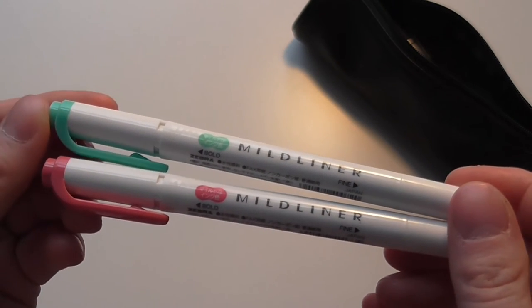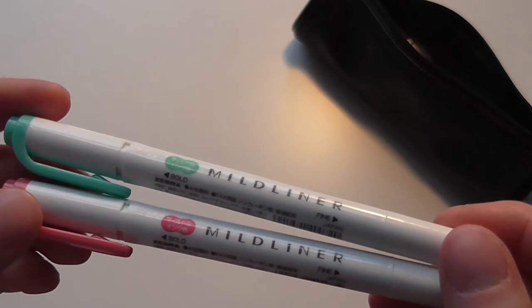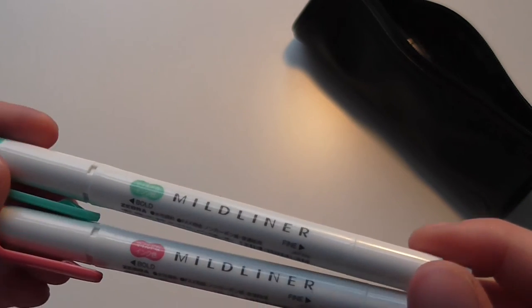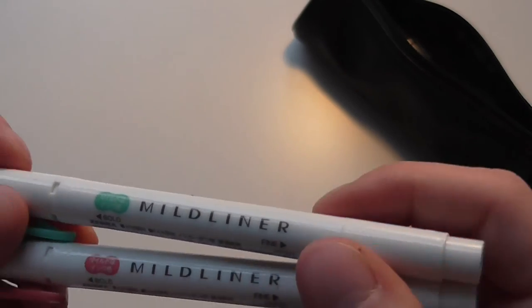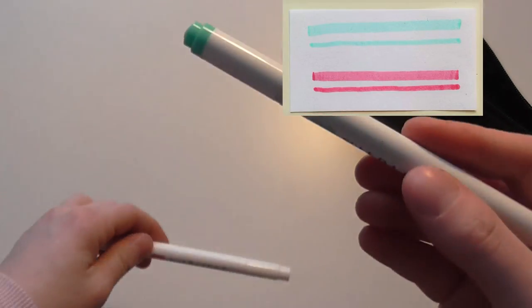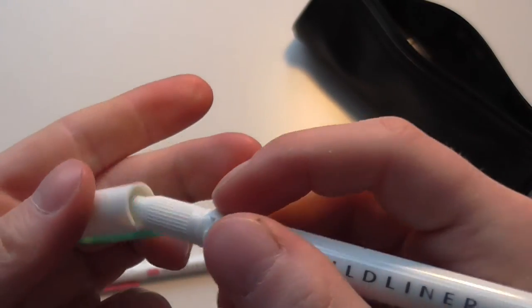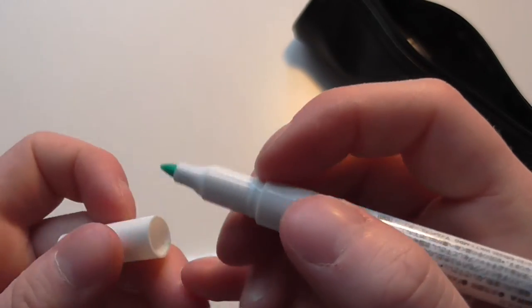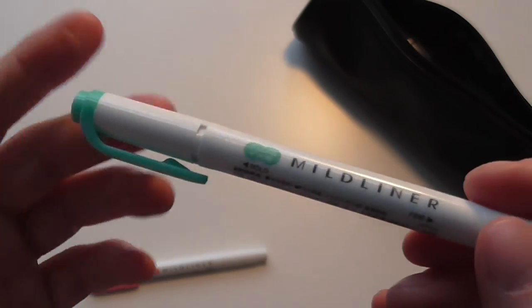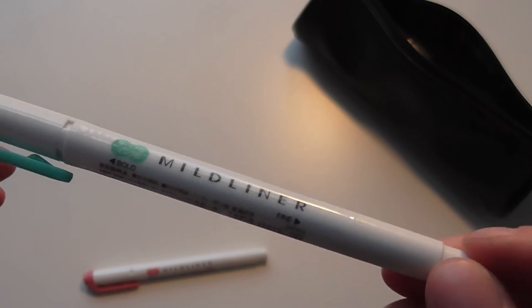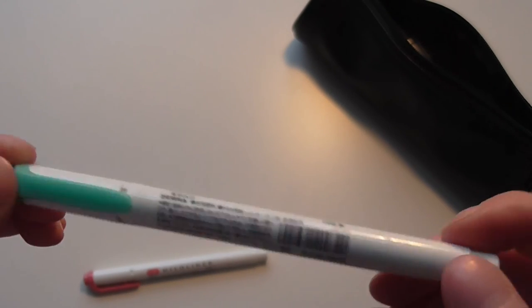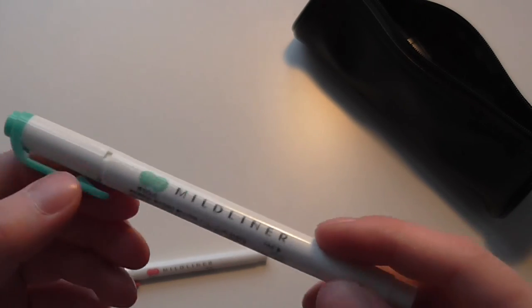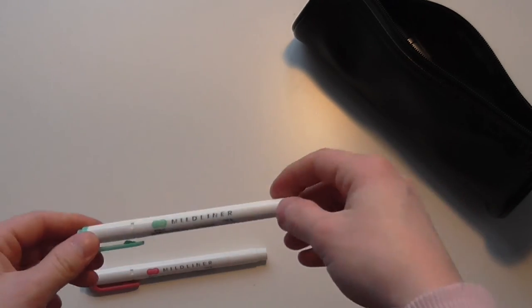Lastly, I have these two mild liners in my pencil case. I have one in red and one in turquoise. And these are from Zebra, and each one of them, hold on, I'll show you. They have this highlighter part, and then in the opposite end they have a fine liner, which I use to write headers with, or the highlighter I use to highlight. But I really like these. They are soft in the colors, and they just bring a pop of colors into your notes, so that's why I really like these.